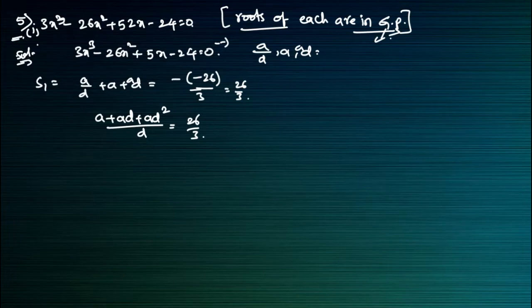After we find the sum of the roots, now the product of the roots here. So a by d into a into ad. The product of the roots is equal to minus d by a.